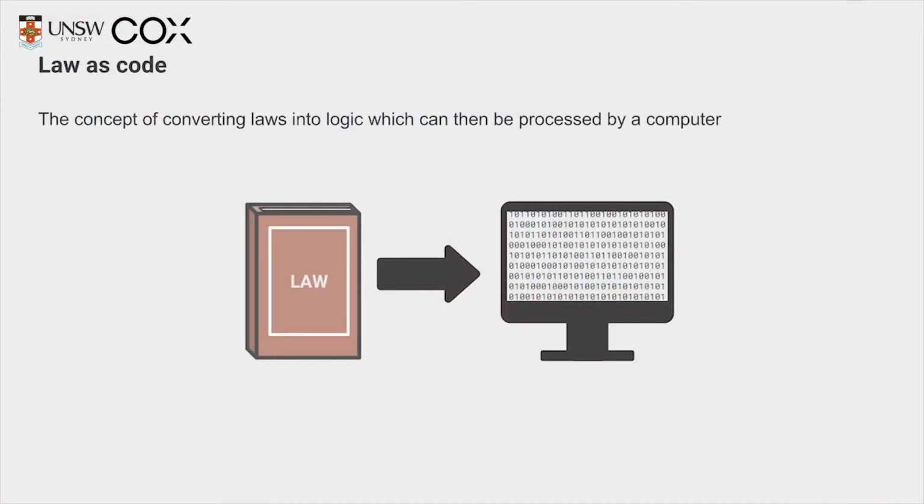So our research sticks to this theme of law as code, which is the concept of converting laws into logic, which can then be processed by a computer. So it's an alternative to the current documentation of laws in legal prose, and suggests that the computer is actually determining the laws rather than a list of whole paragraphs and paragraphs of words.